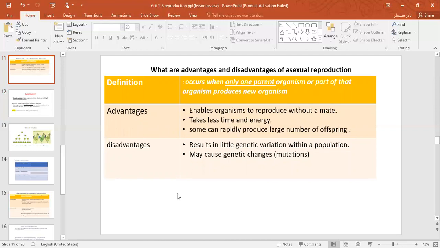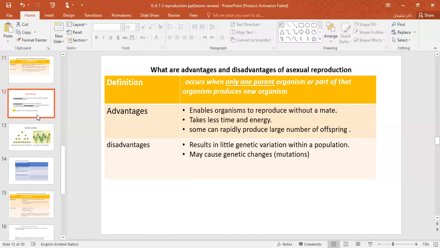What do we mean by mutations? A mutation is a change in the DNA. For example, if an organism has a mutation in its DNA and it reproduces asexually, all offspring will have the same mutation. So mutation takes place in the DNA, in the genetic material. It's a change in the genetic material. If an organism has a mutation in asexual reproduction, all offspring will have the same mutation in their DNA.